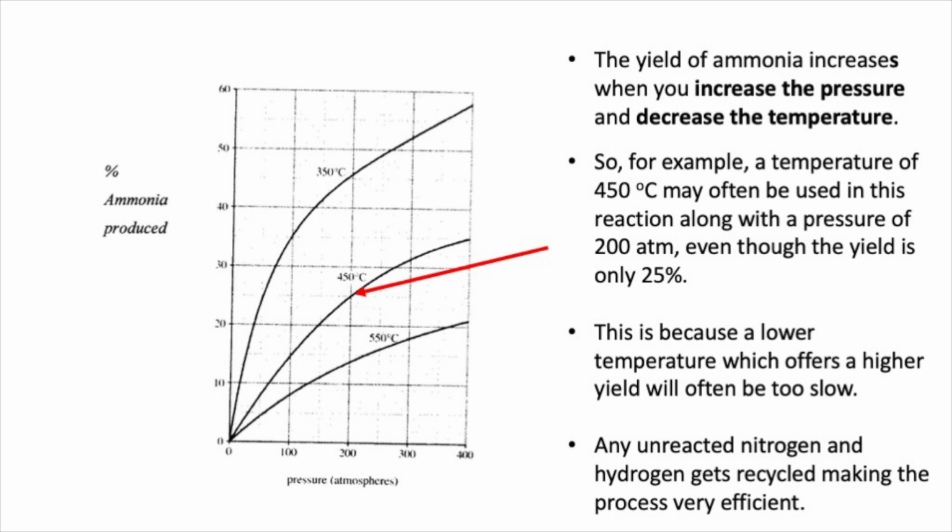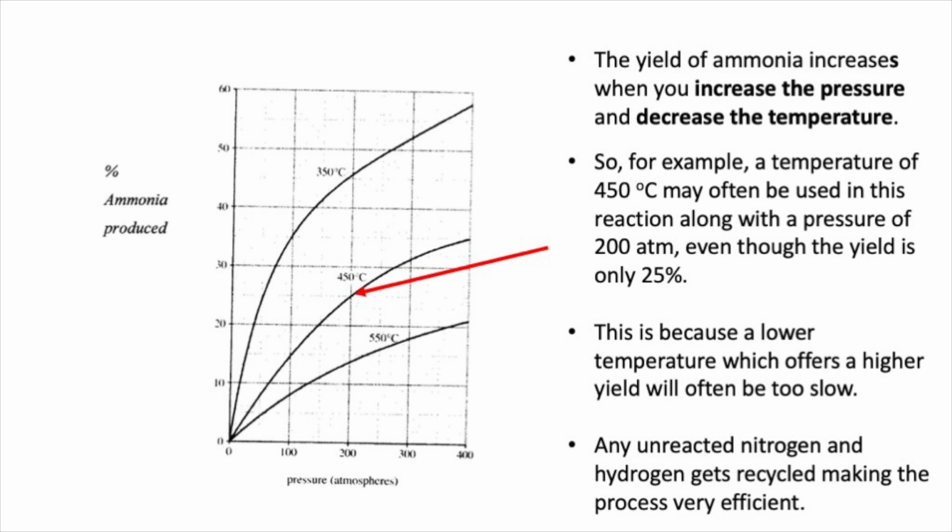So, for example, 450 degrees C may often be used in this reaction along with a pressure of 200 atmospheres, even though the yield is only 25%. And this is because a lower temperature, which offers a higher yield, will often be too slow.